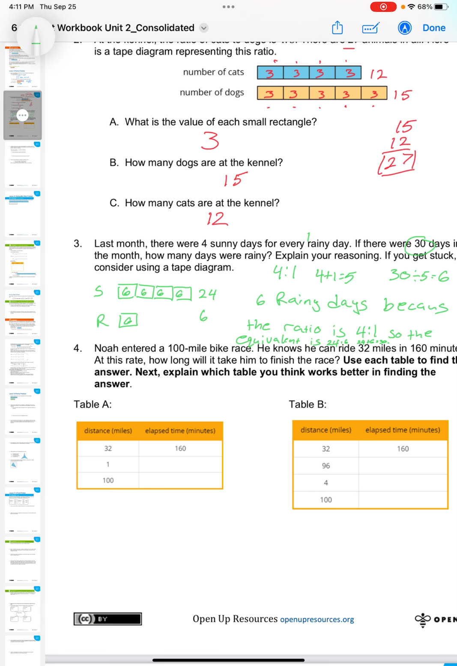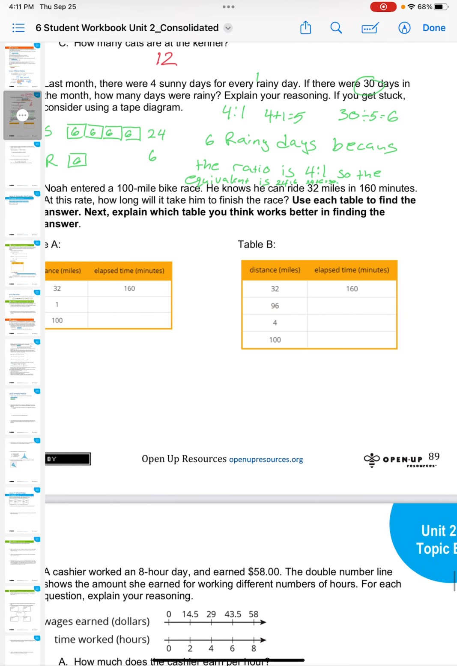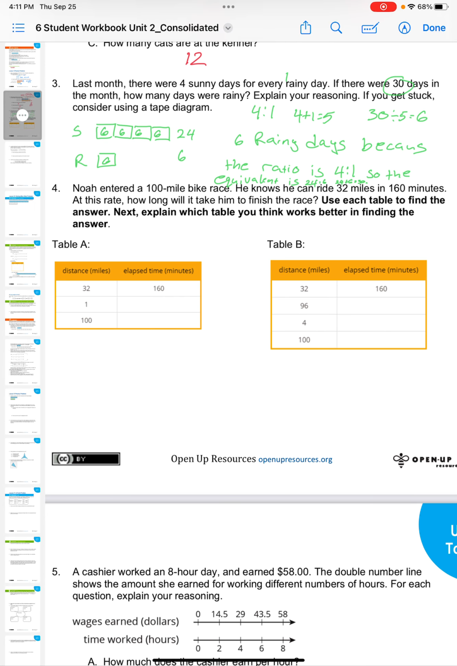Now, I know for 2 classes that's all you had to do, but I'm going to keep going for the classes that had to do more. So Noah entered a 100-mile bike race. He knows he can ride 32 miles in 160 minutes. At this rate, how long will it take him to finish the race? Use each table to find the answer. Next, explain which table you think works better in finding the answer. So, we take table A.